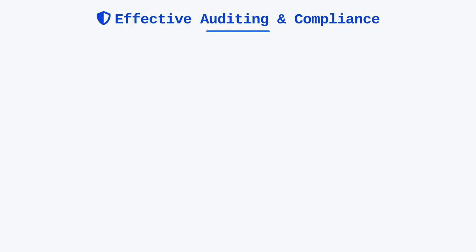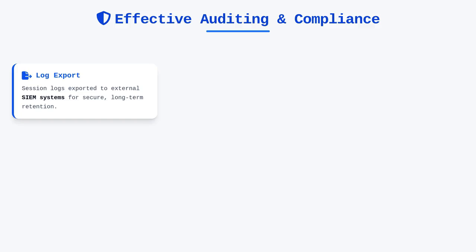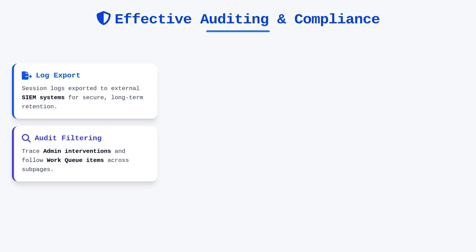Effective auditing goes beyond just recording what happened. It requires the ability to extract and interpret that data when a compliance request arises. Blue Prism provides facilities to export session logs, which can be ingested into external security information and event management systems for long-term retention. During an audit, you might need to filter these logs to show the intervention of specific administrative operators or to trace the path of a specific work queue item through multiple subpages.